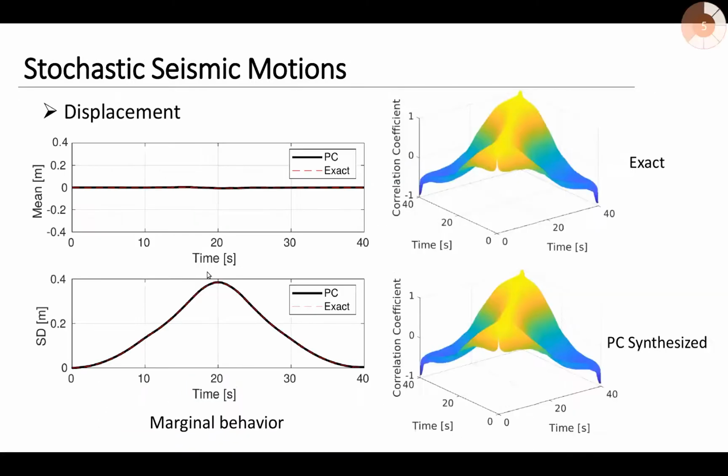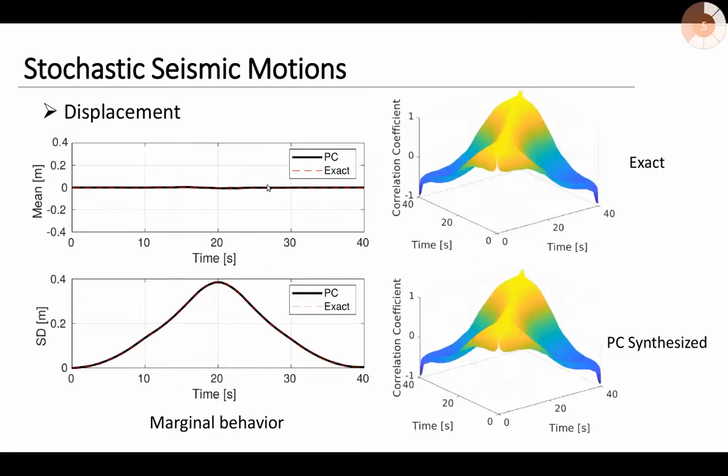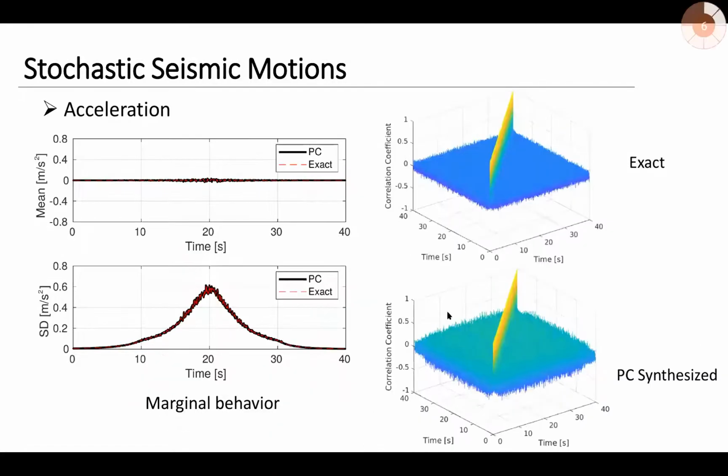And so once we have those realizations, then we can derive the statistics from those realizations, and then we can represent them with a Hermite polynomial chaos. So as you can see here, we are again checking the PC representation of the uncertain motion random process with the statistics got from the realization. This is the displacement, and this is the acceleration.